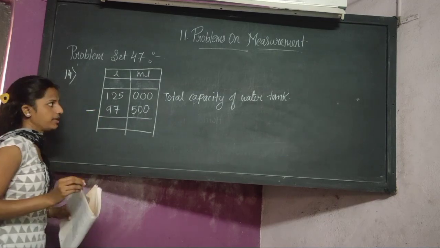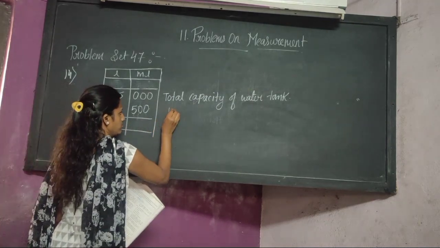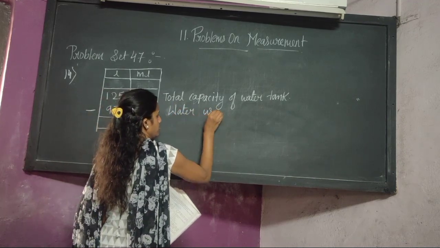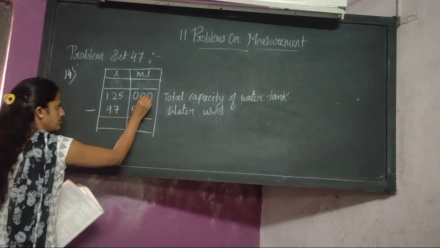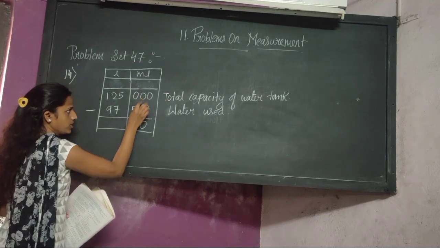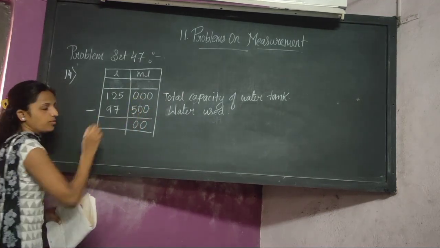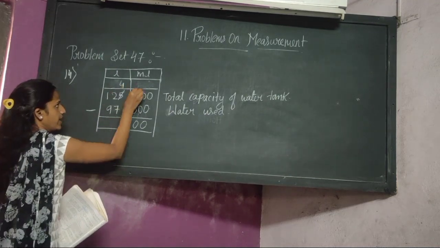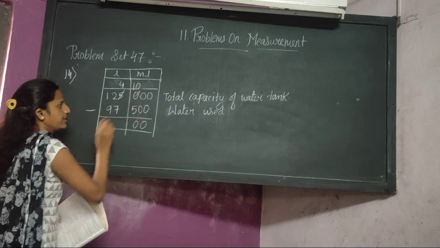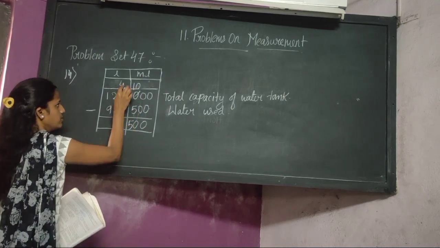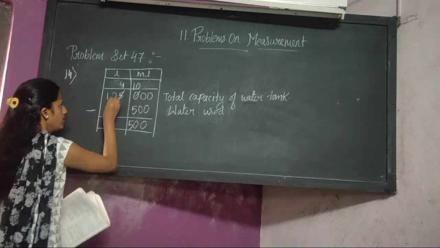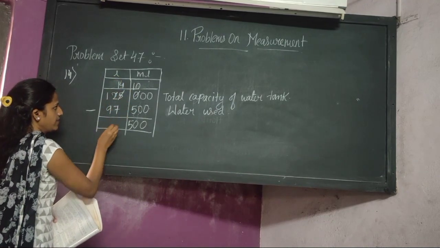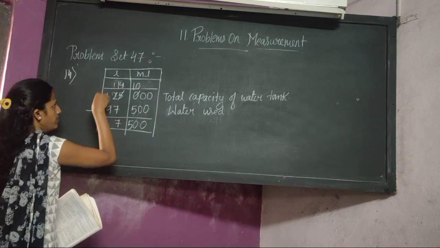Okay, now let's find out the remaining water. 0 minus 0 will be 0. 0 minus 0 again 0. Here 0 minus 5 is not possible. We will borrow from here. 4 will be left and this will become 10. 10 minus 5 will be 5. 4 minus 7 again not possible. We will borrow from here. Here it will become 14. 14 minus 7 will be 7. And here 1 will be left.